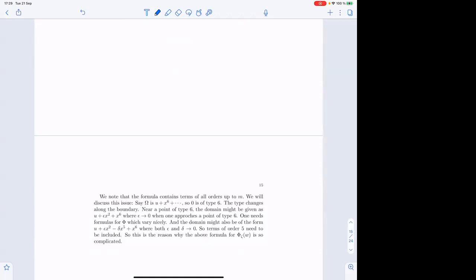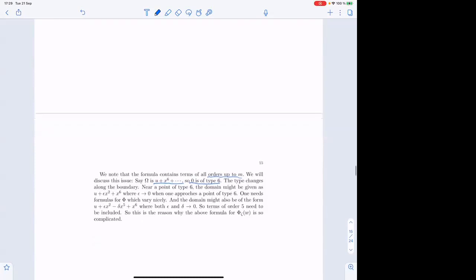Because the formula contains terms of all orders up to the type. So let's say we go back to our example u plus x to the 6. So 0 is of type 6. The problem with the type is that it is an integer at every point, so the type itself is a discontinuous function, but we want phi to be smooth. So we cannot have formulas that are jumping like crazy like that whenever the type changes.